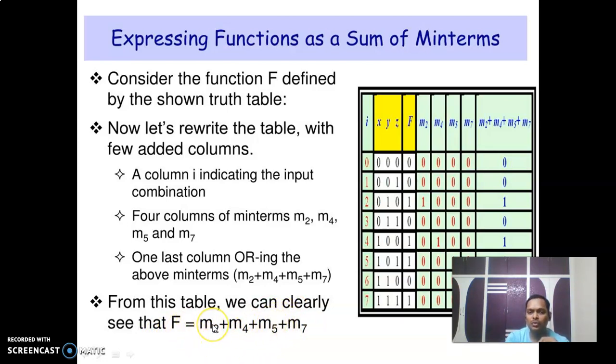Wherever we have the min terms, the function should be 1. So here F equals m2 plus m4 plus m5 plus m7. For m2, in the second position it should be 1, and similarly for m4, m5 and m7. In those corresponding locations we put the 1.